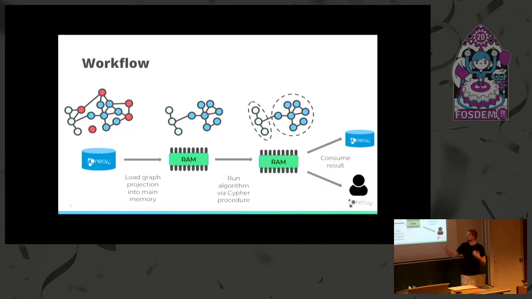And yeah, the most important thing is the workflow always starts currently at Neo4j. Then you load a graph. You can load as many graphs as you like or as fit into your memory. And then you can use them for running algorithms. And then you can consume the result.